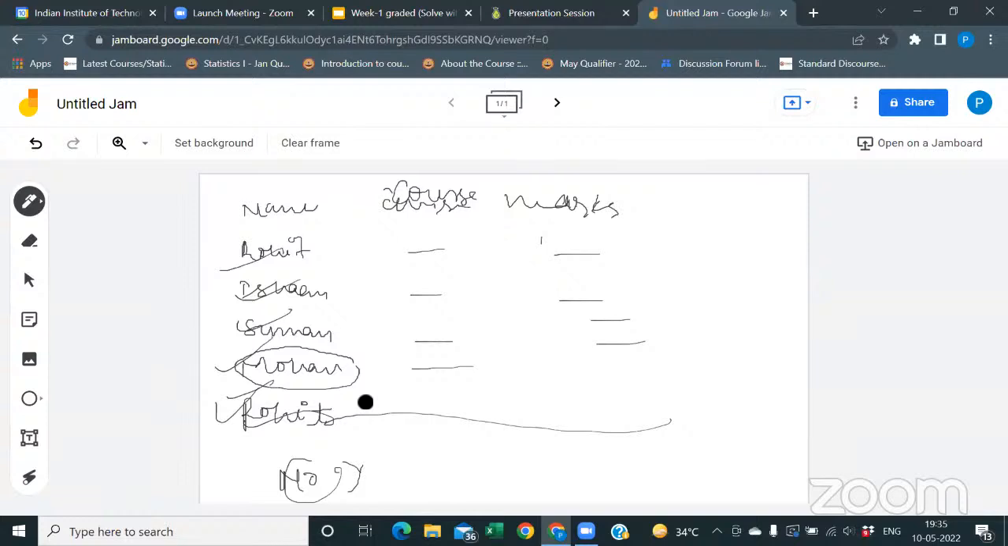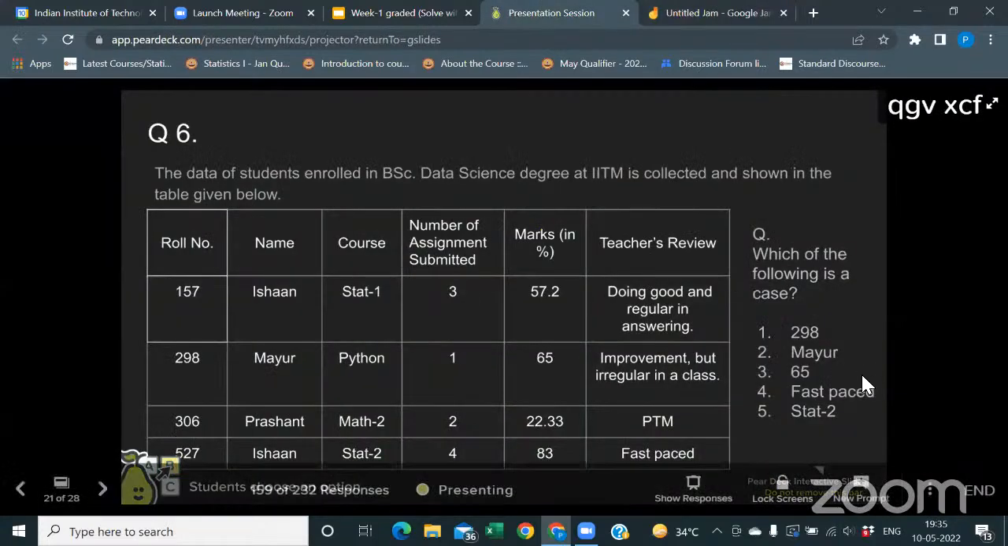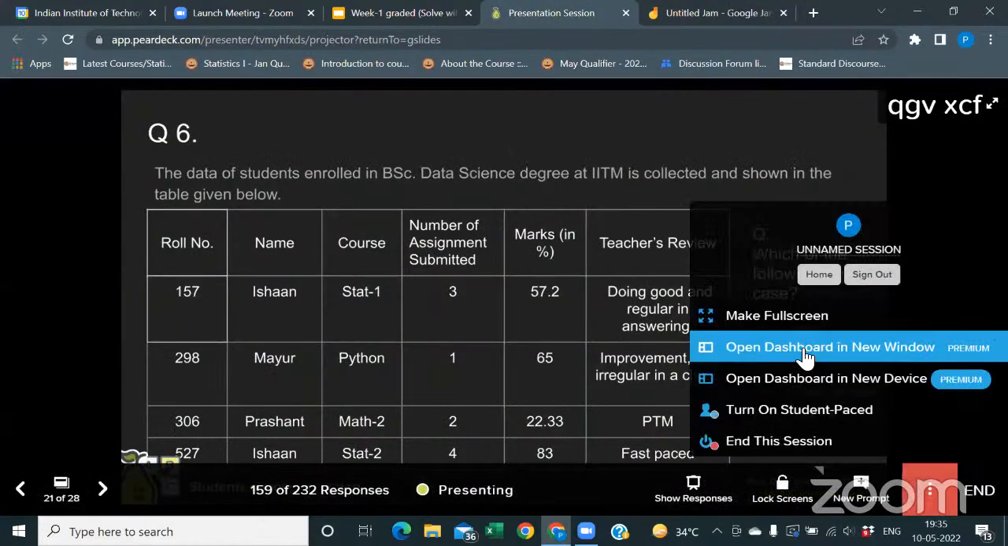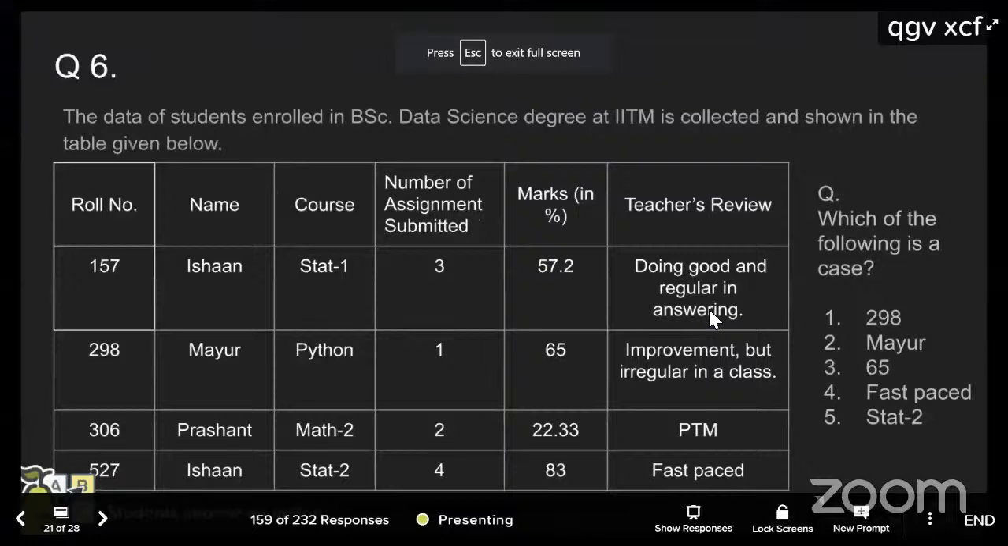So cases should be unique. For example, here roll number is there: 1, 2, 3, 4. Suppose I ask, tell me the marks of roll number 4. Then you can easily tell the marks of the roll number 4 student. Got the point? A case should be distinct. That's why I'm saying unique.